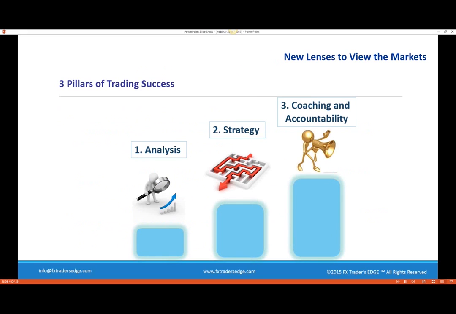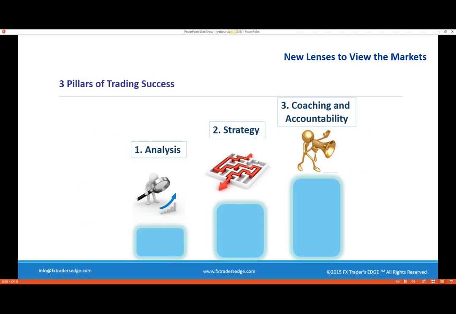What does a trader need to have in his or her trading arsenal to be successful, to make successful and consistent profits? Well, we believe that a trader needs the analysis, the strategy, and the coaching and accountability. So without one of these 3 pillars, it's highly likely that the trader will not succeed at trading.